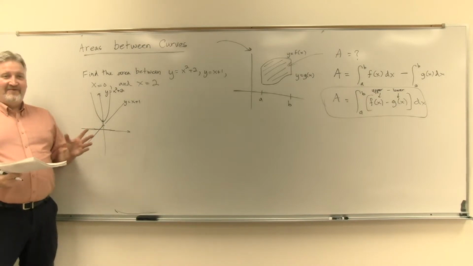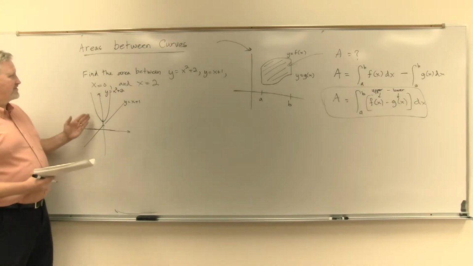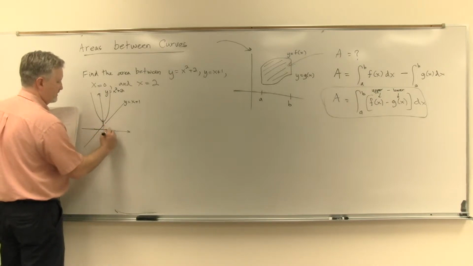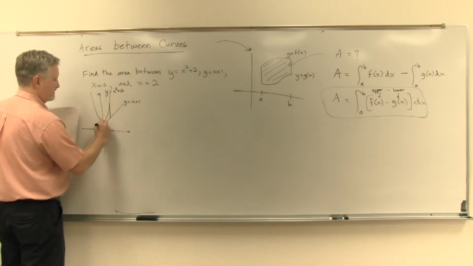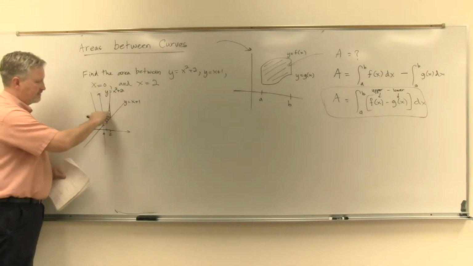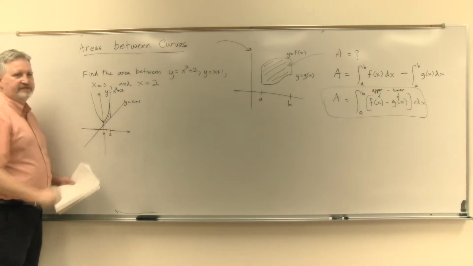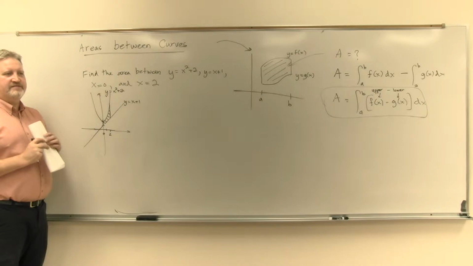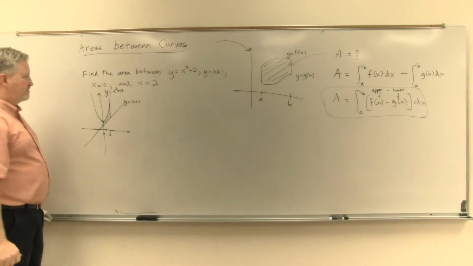Alright, so now this is what we've got. And so x equals 0 is here, x equals 2. So I'd be talking about this area right in here, right? It's the area between the curves from x equals 0 to x equals 2. The x equals 0, x equals 2 gives me my limits of integration, basically.